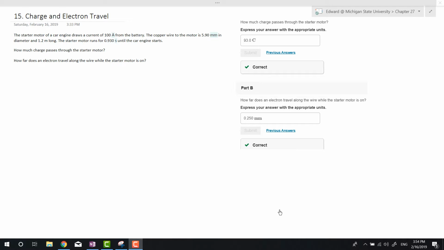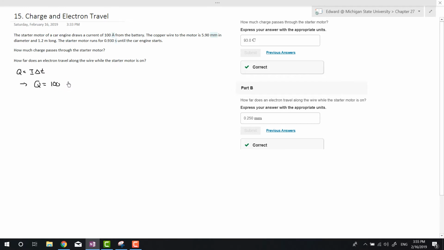So the first question is asking how much charge passes through the starter motor. Looking at our equation sheet, I can see charge. I see the equation Q equals I times the change in time, and that is what we're going to be using. I is already given to us, that's 100 amps.